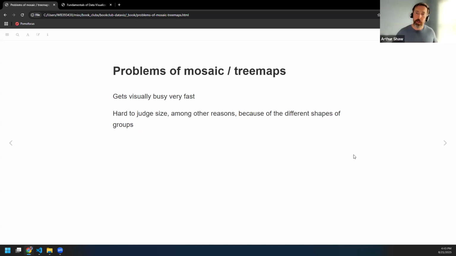Problems with these, and I think these are the reasons I'm a bit averse to them to start, is that they're hard to parse. They get visually busy very fast, particularly as you label stuff. And as is the case with pie charts and others, it's really hard to judge the size of things, particularly as you're dealing with irregular shapes.